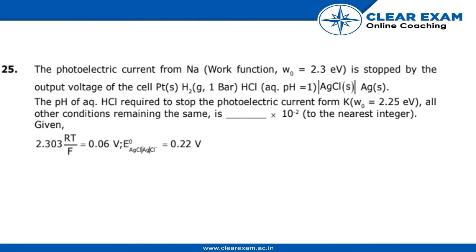The photoelectric current from Na with a work function W naught equal to 2.3 electron volts is stopped by the output voltage of the cell H2 1 bar HCl with an aqueous pH of 1. The aqueous pH of HCl required to stop the photoelectric current for a W naught of 2.25 electron volt, with all the other conditions remaining the same, is what we need to find. We are also given this specific reaction from which we can get our answer.